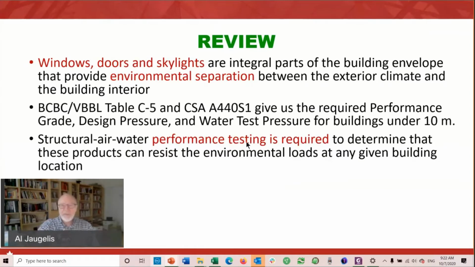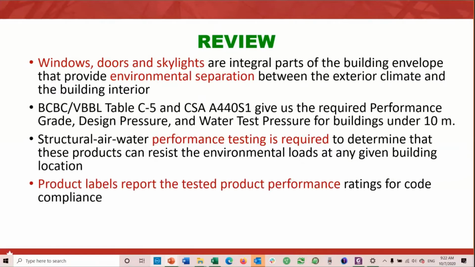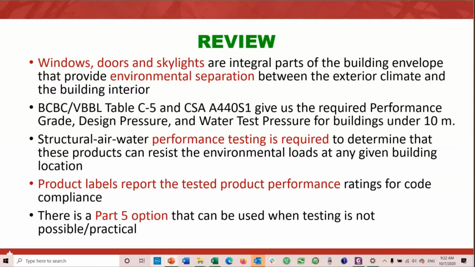And these are the properties that are of interest to the code. Structural air-water performance testing is required to determine that these products can resist the environmental loads at any given building location. So it's the manufacturer's job to test their products in the lab to determine what level of performance they can achieve. Product labels report the tested product performance ratings for code compliance purposes. There is a Part 5 option that can be used when testing is not possible or practical.